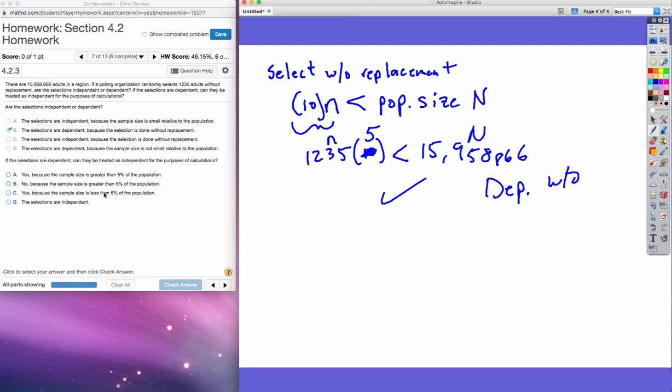Yes, because the sample size should be less than. So they're dependent, but we could look at them as independent because they take the sample size and multiply it by 5. That has to be less than that number right there, and that's true.